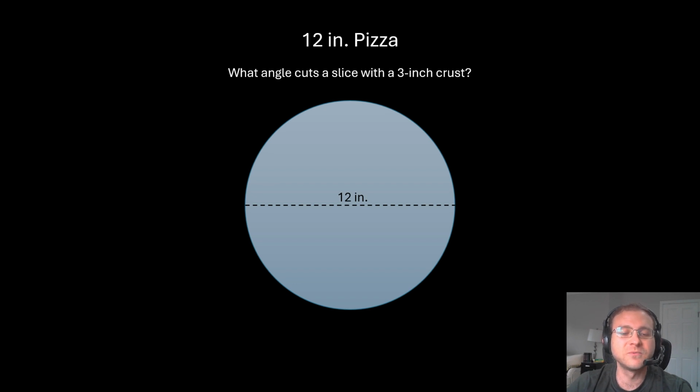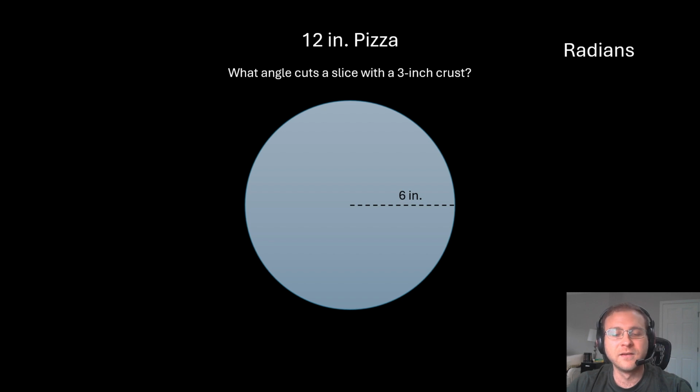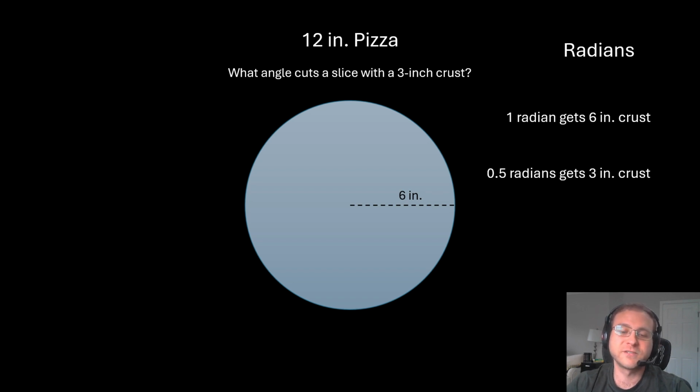What size angle would we need to use to get that one slice with a 3-inch crust? Remember that the radius of this pizza is 6 inches. Using radians, we know that an angle of 1 radian will cut a slice with a 6-inch crust. If we want a 3-inch crust, we can just use 1/2 a radian, or 0.5 radians, to get that 3-inch crust. To complete this task using degrees, it gets a little bit more complicated.